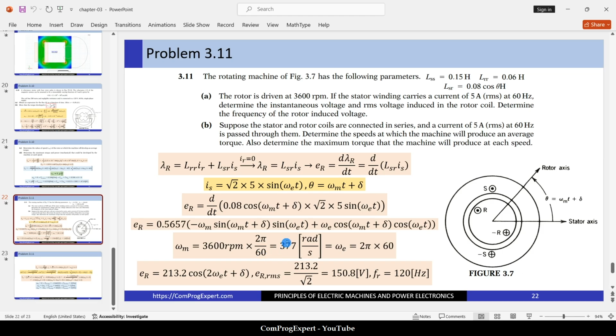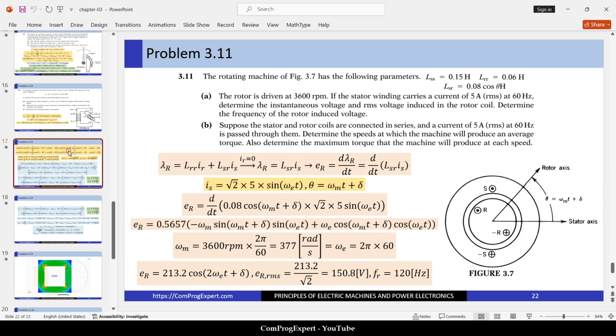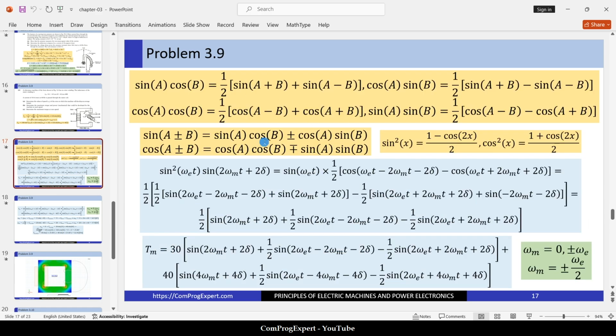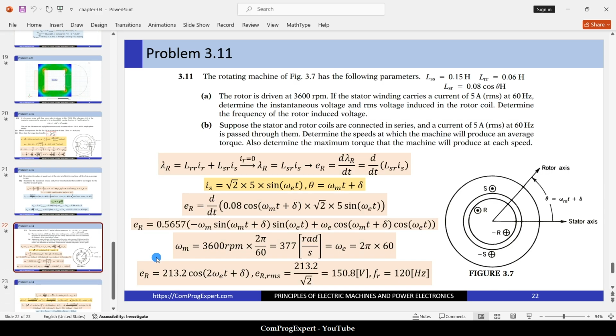This is 377, that is equal to omega e. So in this case, if we rotate the rotor at this speed, the omega m is equal to omega e. In this case, we can simplify this even more using these equations. Using these equations, the value of the ER will be equal to this one.